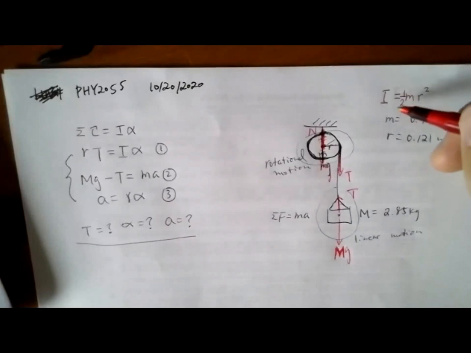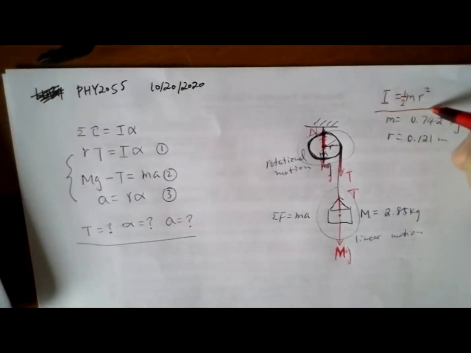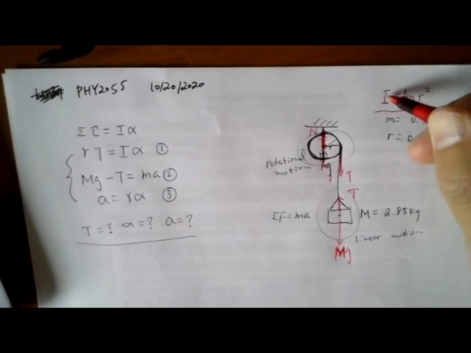I forgot to mention that the moment of inertia for the disk you can treat as known, because you can look it up for the disk. The uniform disk moment of inertia should be 1/2 of its mass times the radius squared. So that's known here.